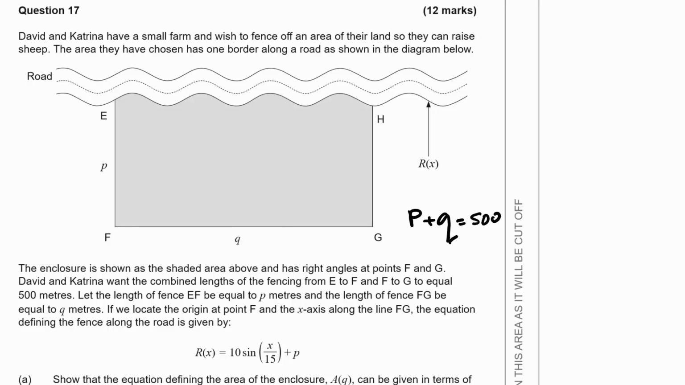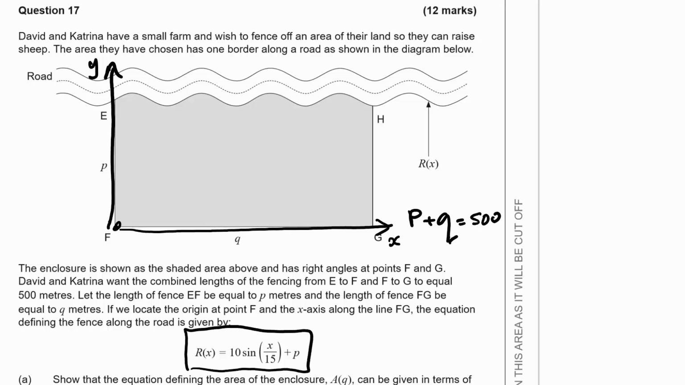So let the length of EF be equal to P. We've seen that on the diagram, and the length of FG be Q. If we locate the origin at F, and the x-axis is along FG, the equation defining the fence along the road is given by this.